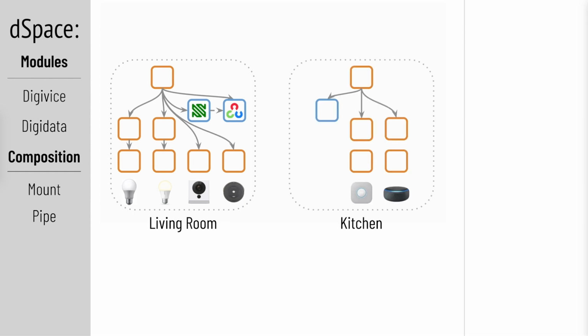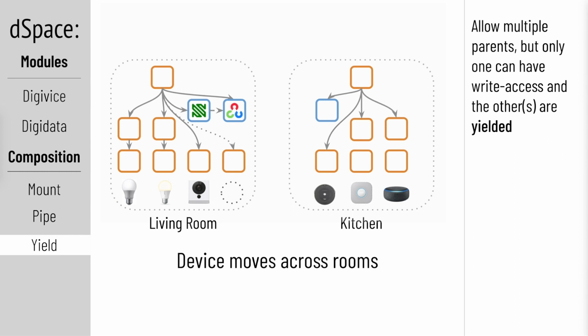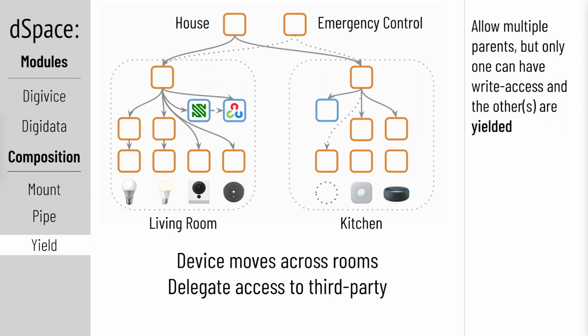Now going further, say here is a living room and here's our kitchen. What if your robots move across rooms, say from the living room to the kitchen? We don't want the presence of the human in the living room to stop the robot in the kitchen. And in some sense, different rooms may have different robot policies. In dSpace, the device can be mounted to multiple parents, but only one parent can have write access to the device. So when the robot moves from the living room to the kitchen, it is yielded from the living room and the kitchen is unyielded. We can use these features to delegate devices to third parties.